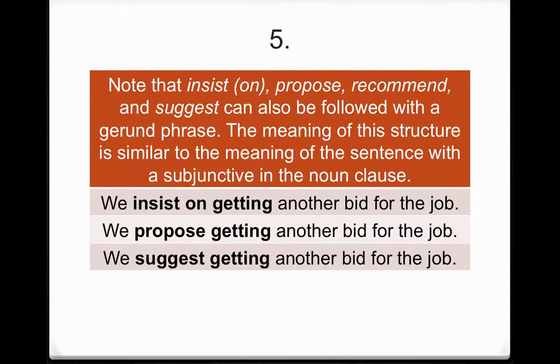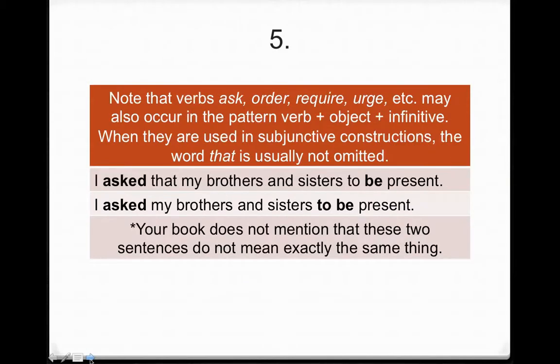This bid has to do with when work is done for the government or public agencies. Often they're required to put them out for bid. That means they ask different vendors to offer to do the job and say how much it will cost. And you have to give the bid to the lowest bidder. And note that verbs ask, order, require, urge, etc. may also occur in the pattern verb plus object plus infinitive. When they're used in subjunctive constructions, the word that is usually not omitted.